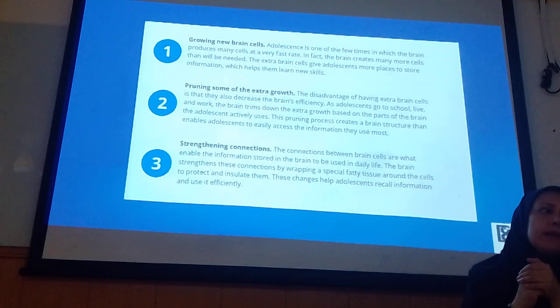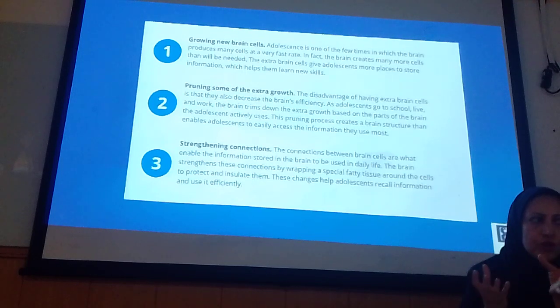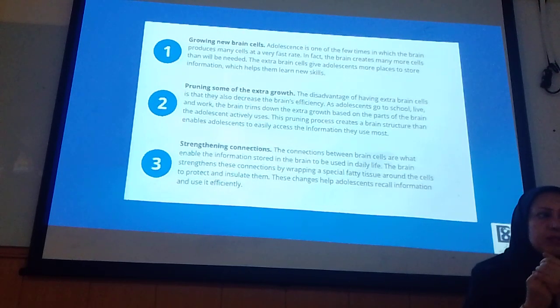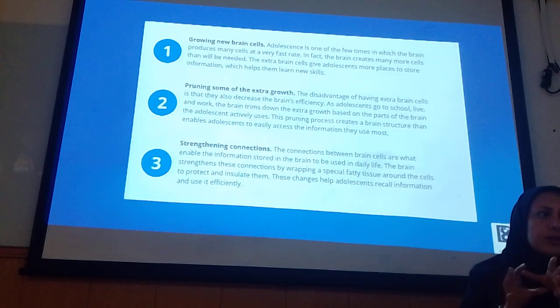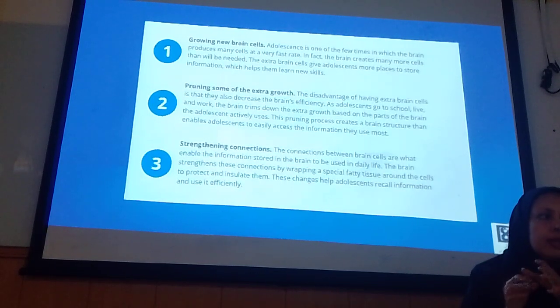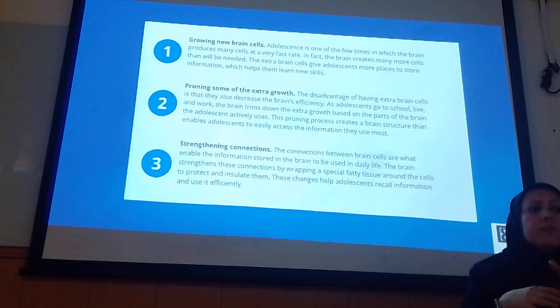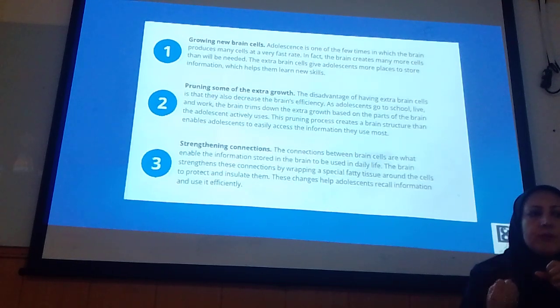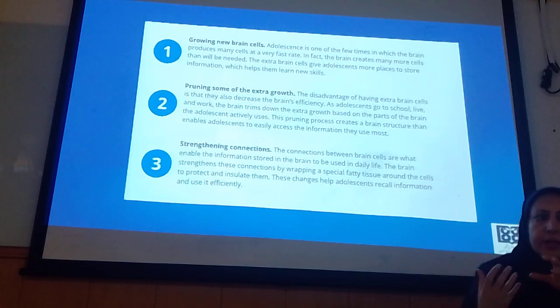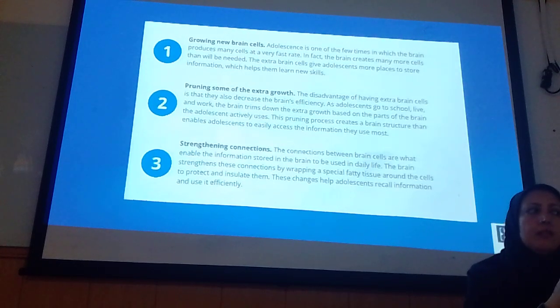The third is strengthening connections, which happens by fatty tissue cells. The connections between brain cells are what enable the information stored in the brain to be used in daily life. The brain strengthens these connections by wrapping special fatty tissue around the cells to protect and insulate them. These changes help adolescents recall information and use it efficiently. They will reinforce adolescents' ability to make and carry out decisions that will help them thrive now and in the future. The brain grows and strengthens itself in three ways.